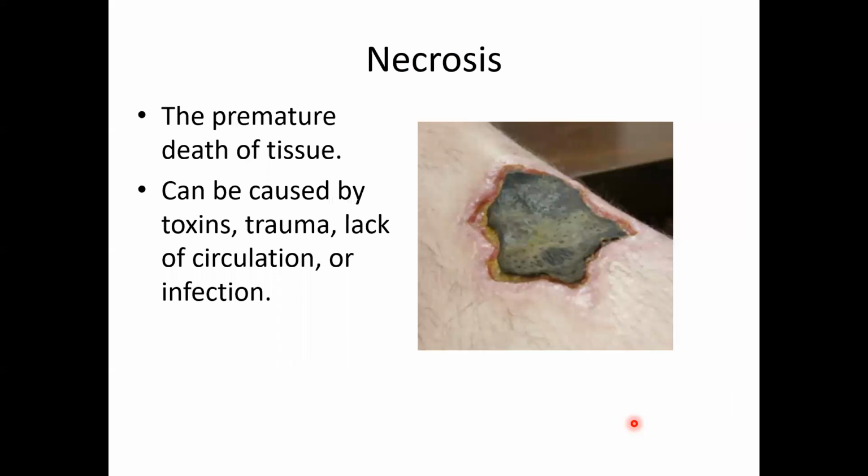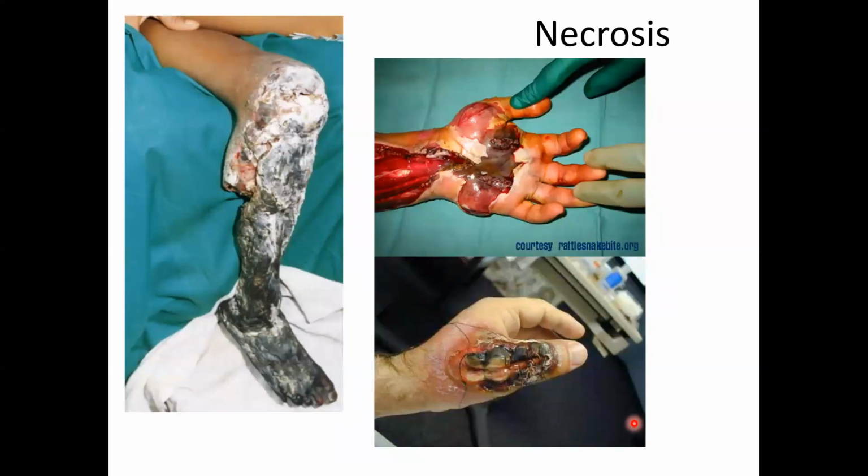Necrosis is the premature death of tissue. Necrosis is caused by many things, most often infection or lack of circulation, sometimes toxins. But more often than not, it will be an infection or a lack of circulation or a combination of the two. Any tissue can also become necrotic.